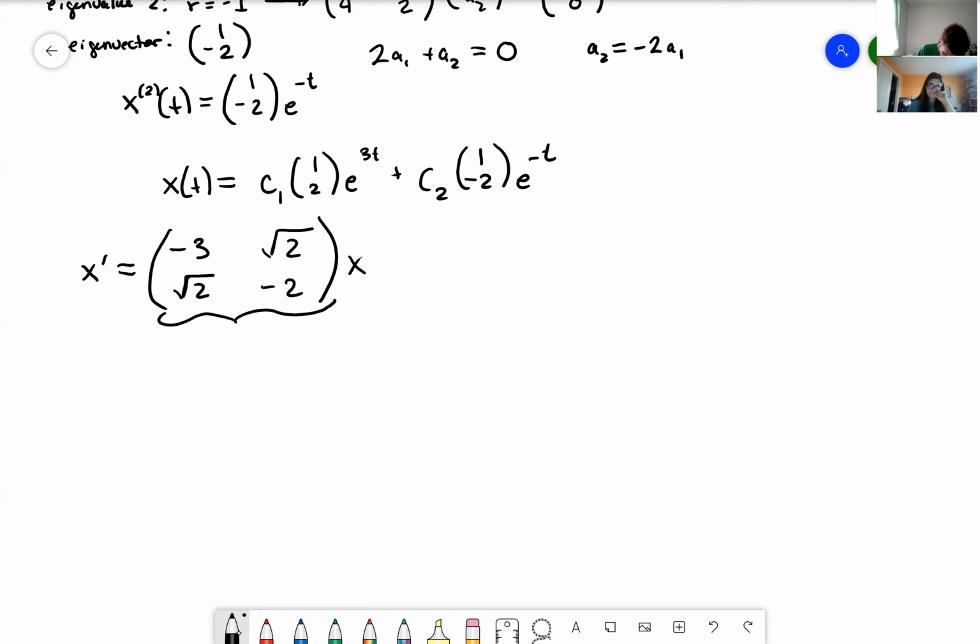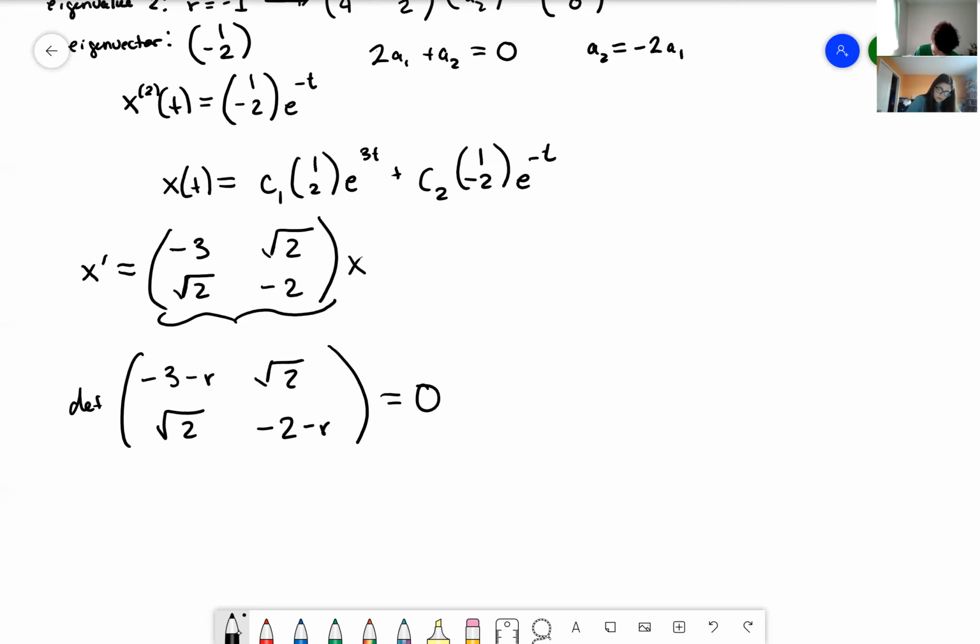So we're going to find when the determinant of the matrix (negative 3 minus r, square root of 2; square root of 2, negative 2 minus r) is equal to 0. Now we'll get the characteristic polynomial for this matrix, and that is negative 3 minus r times negative 2 minus r, minus square root of 2 times square root of 2.